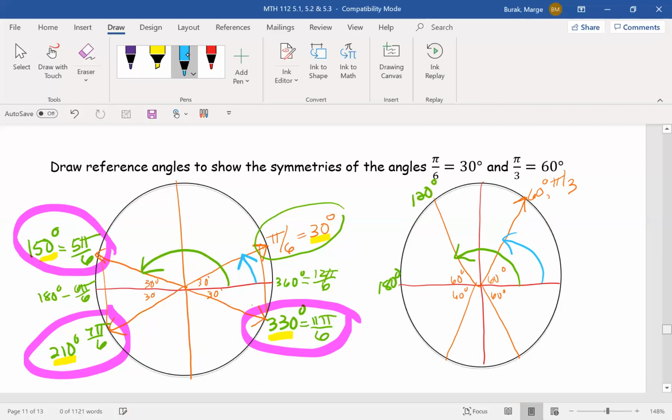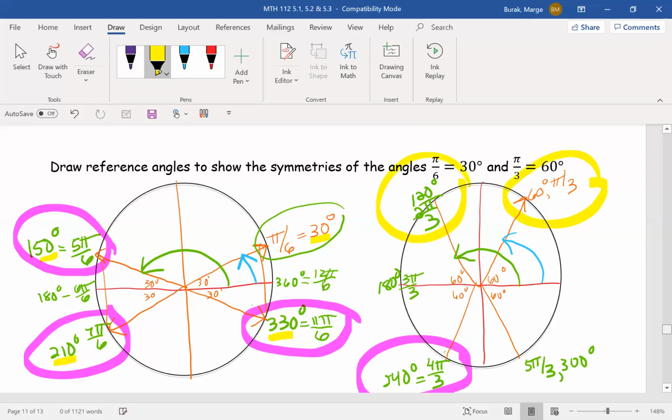And this is also 3 pi over 3, so this will be 2 pi over 3. And then we want this one down here, which is going to be 4 pi over 3, and add 60 degrees to 180, which is 240. And then over here will be 5 pi over 3, and add 60 degrees, which would be 300. Okay, so these are the angles that have reference angles of either 60 degrees or pi over 3.